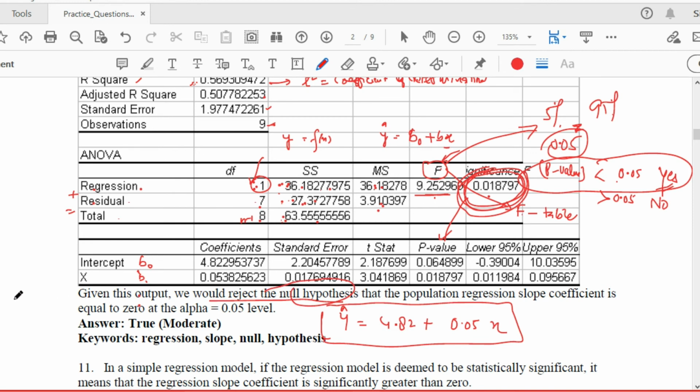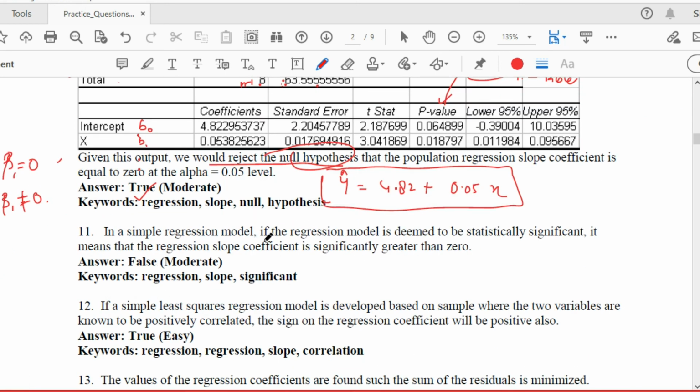hypothesis. The null hypothesis was, remember, that the regression coefficient is equal to 0. And the alternative was beta 1, or simply beta because we have only one here, is not equal to 0. So basically we reject this and we accept this and say yes, there is a correlation. So yes, this is true.